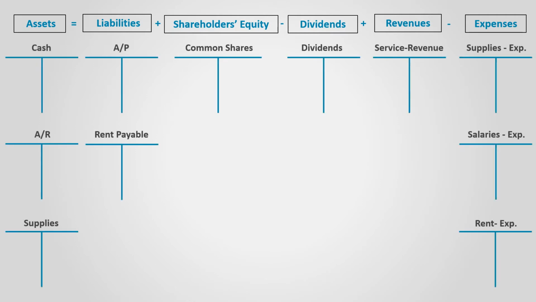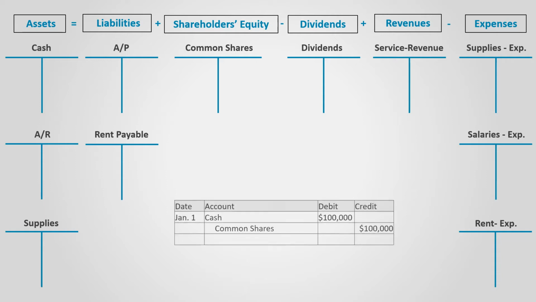Also, let's include some accounts in each category for illustration. We will assume that a company has the following accounts. Now let's assume the following transaction took place. On January 1st, the company issued common shares for $100,000. Cash is debited by $100,000 and common shares is credited by the same amount.